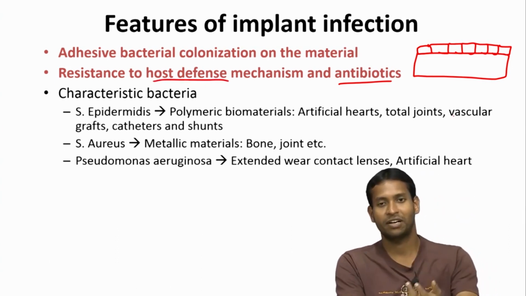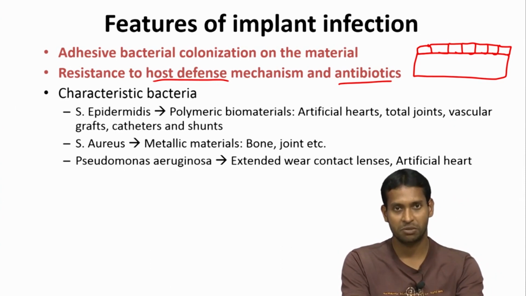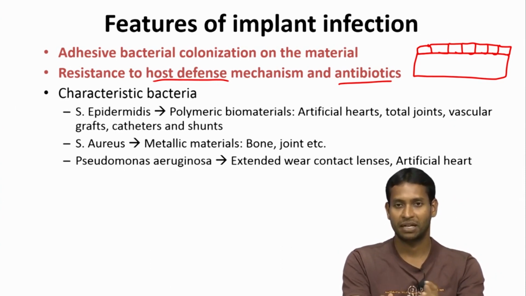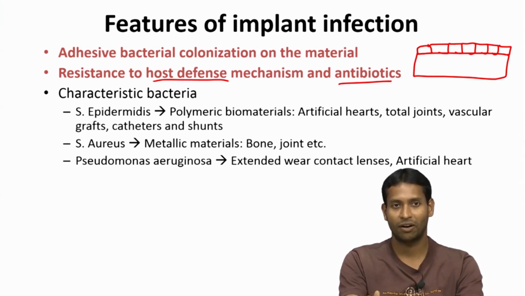The host has several defenses. It can produce some reactive oxygen species, it can come in with certain immune cells to engulf the bacteria in the surrounding, but once the bacteria have formed a biofilm in these large communities, they become quite a lot more resistant to all of these mechanisms.